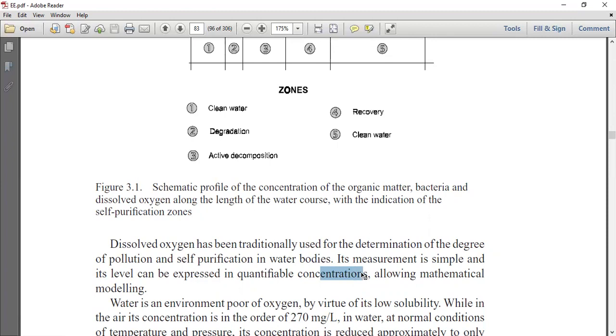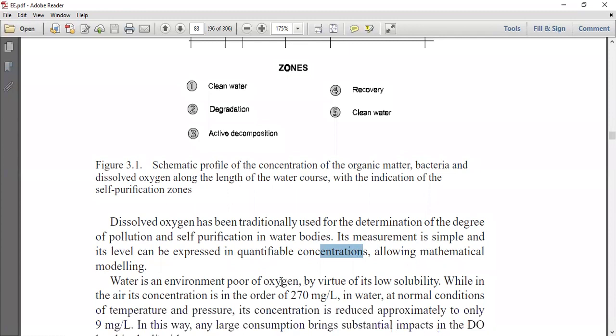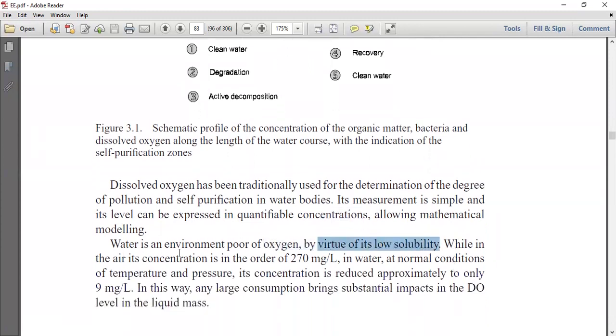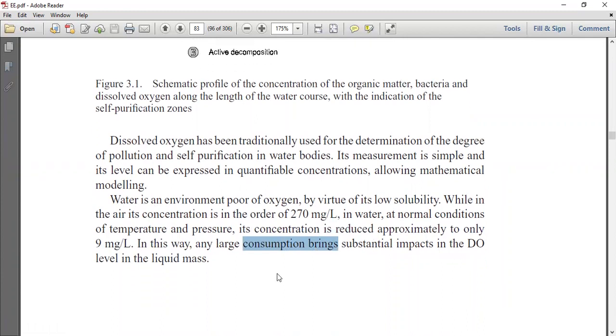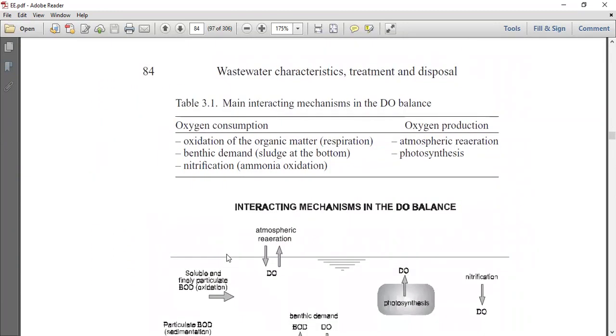Water is an environment poor in oxygen by virtue of its low solubility, while in the air its concentration is in the order of 270 mg per liter. In water at normal conditions of temperature and pressure, its concentration is reduced to approximately only 9 mg per liter. In this way, any large consumption brings substantial impact in the dissolved level in the liquid mass.